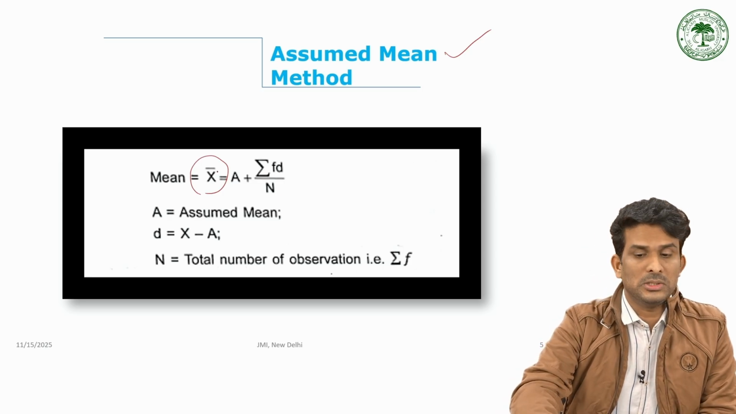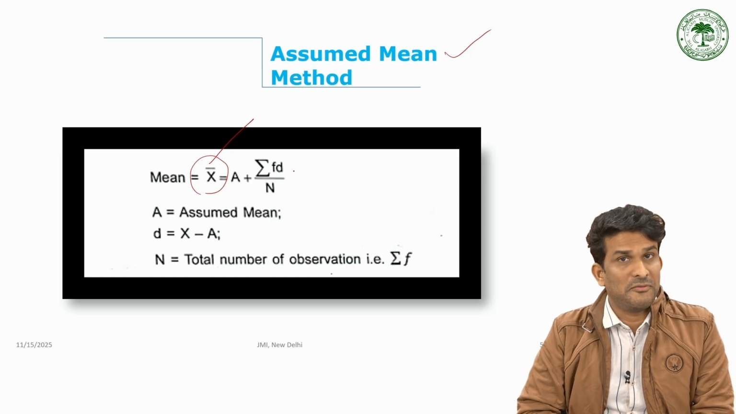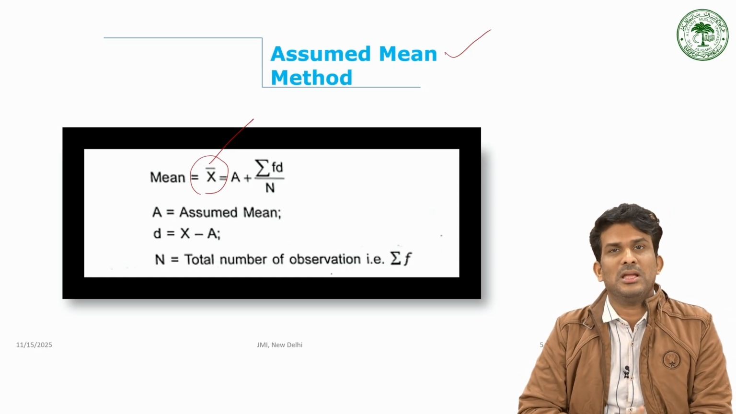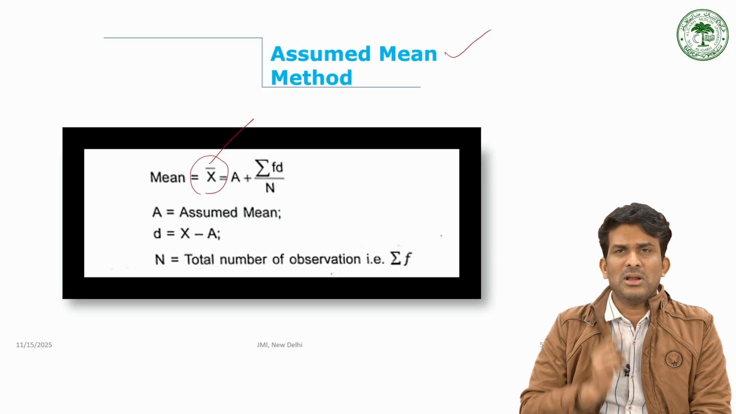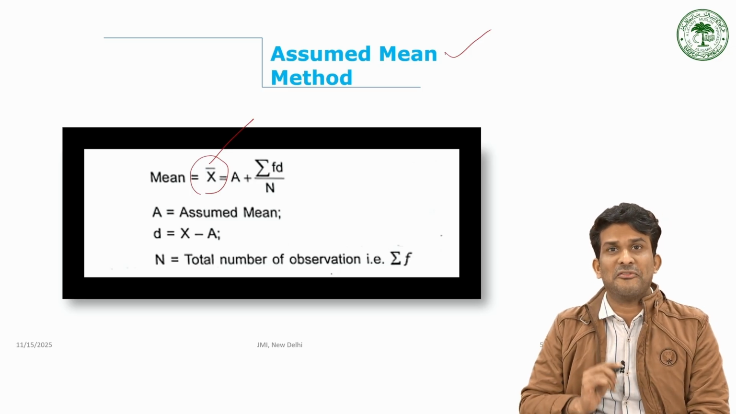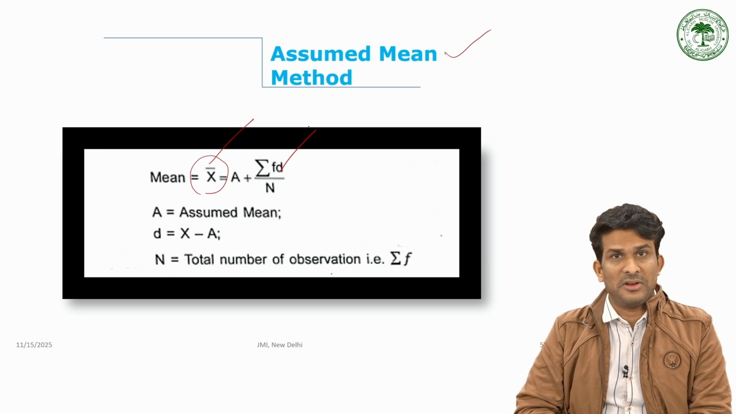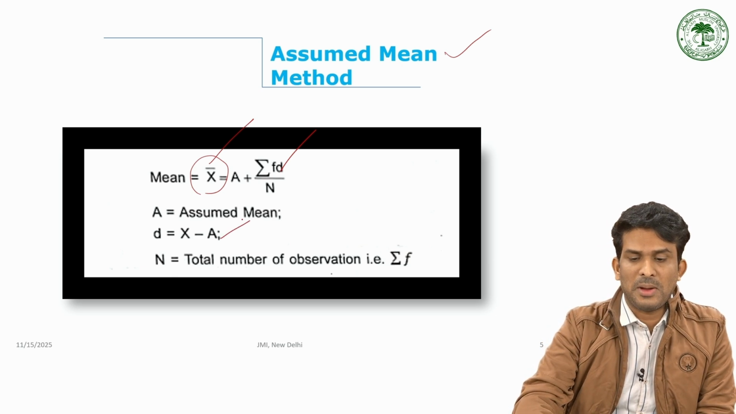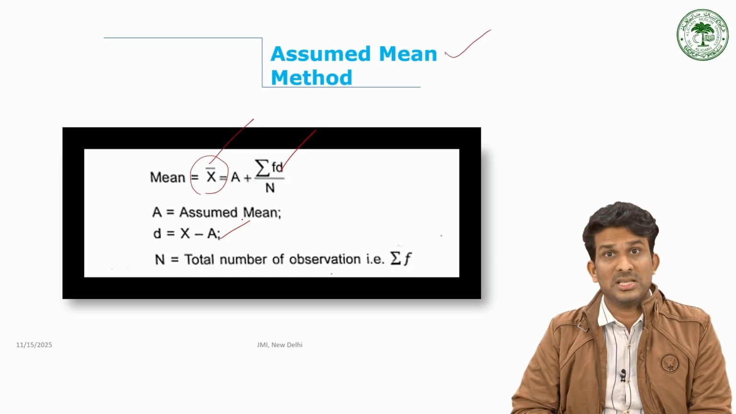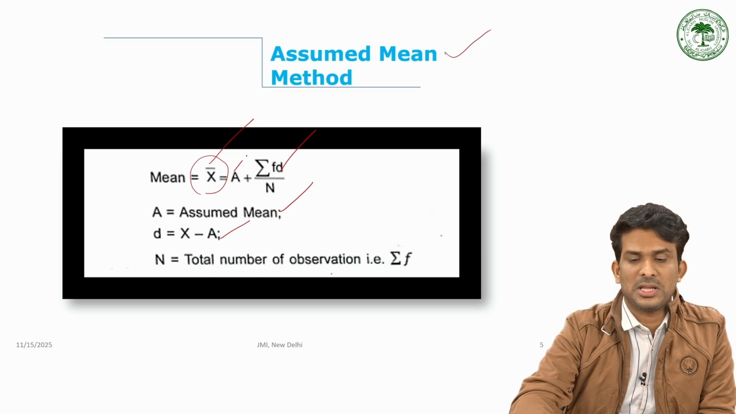X bar is the arithmetic mean. What is f and d? F is the corresponding frequency of the class. I don't want to explain it again. Only one different variable we have, that is d. What is d? D is x minus a. Then what is a? A is the assumed mean. We have mentioned it here, right?